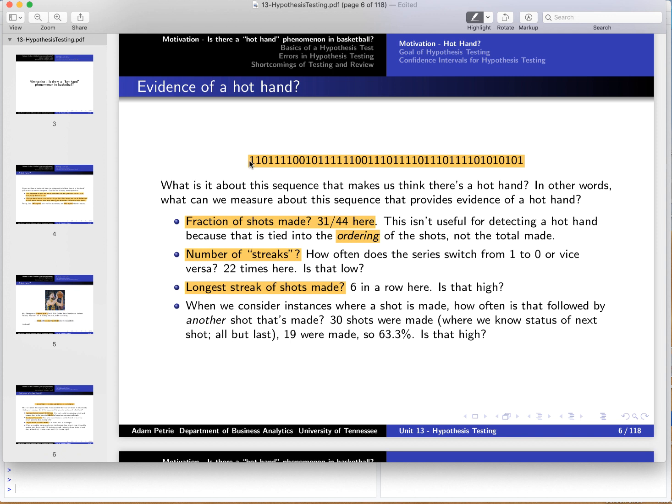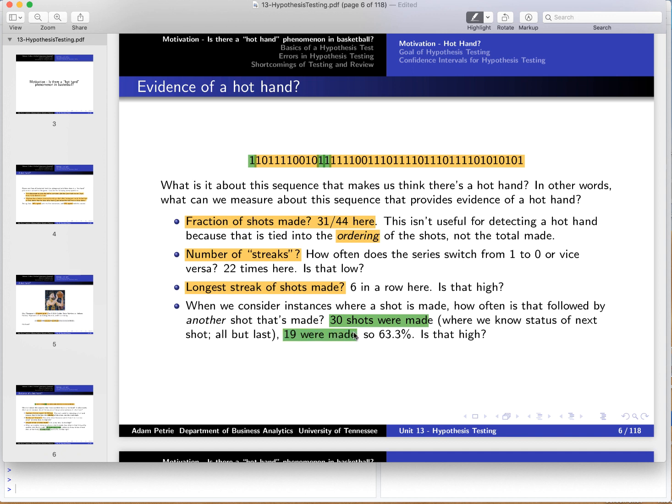Maybe we could dive in and look at the places where we find one shot that was made, and then ask, well, what happens to the next shot? Is it made, like in this case it is, or is it missed? So what fraction of shots that were made are immediately followed by another shot that was made? In this case, there were a total of 30 shots that were made.